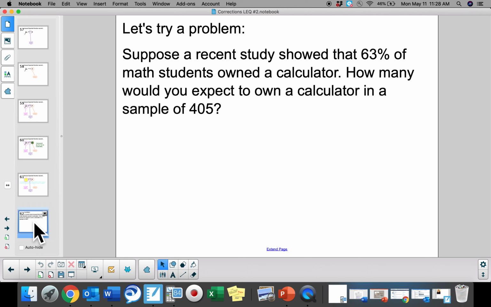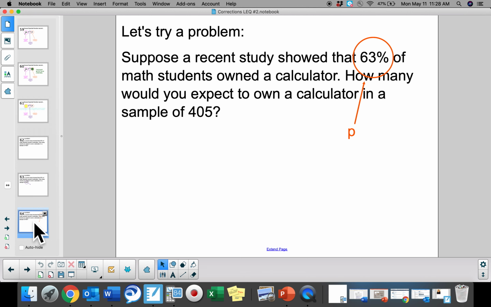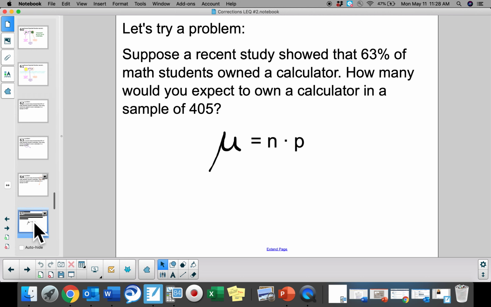Let's try a problem. Suppose a recent study showed that 63% of math students owned a calculator. How many would you expect to own a calculator in a sample of 405? Find your n. It should be the total number of trials. Find your p. It should be the percent. Write your formula. Plug in your n and your p. Remember your p goes in as a decimal, 0.63.